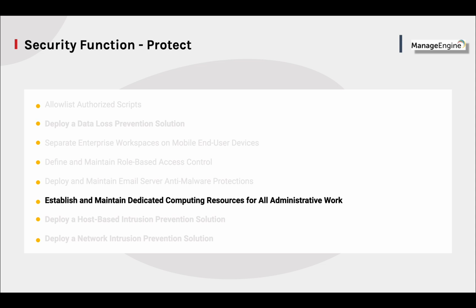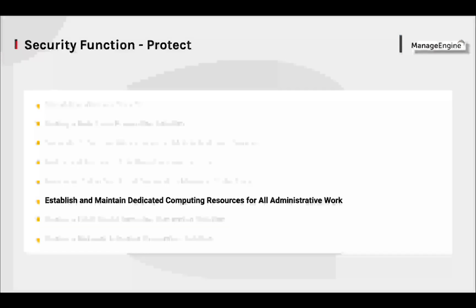For a dedicated computer resource, you need not have a dedicated physical machine, but this can be virtual, and you can have the PAM 360 solution provide access to that particular resource. So a regular user logs into PAM 360, and from PAM 360 he logs into a resource which provides him administrative access, and everything will be recorded and can be audited at a later point of time.